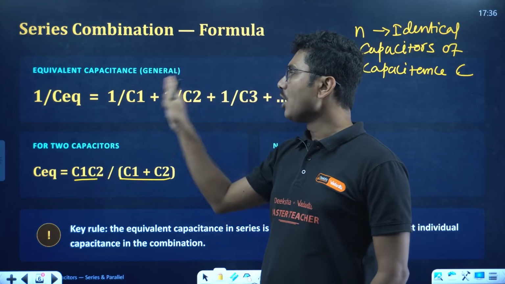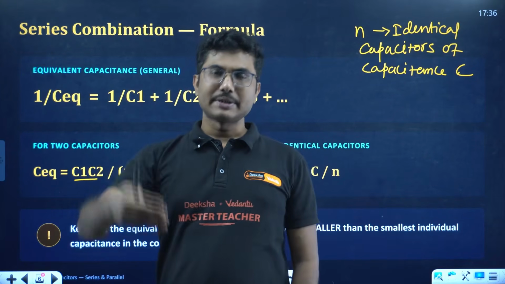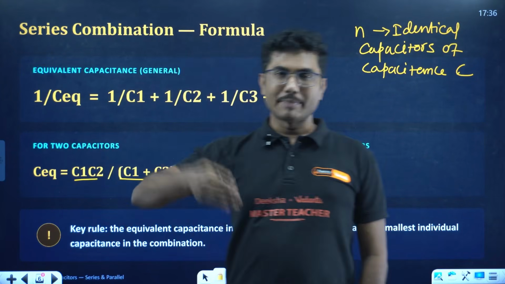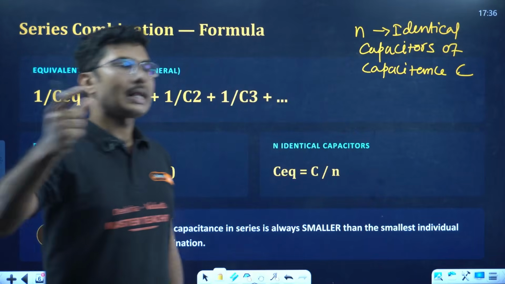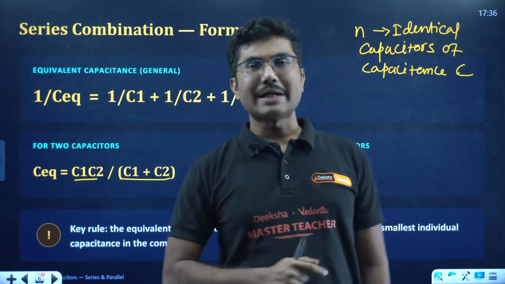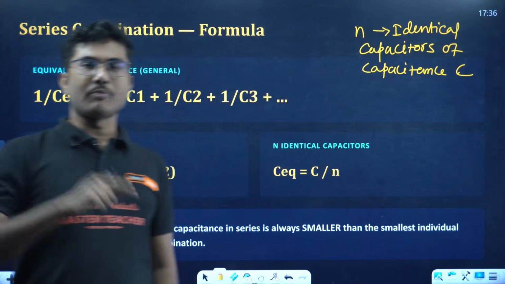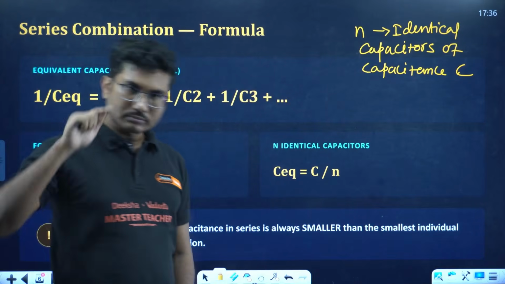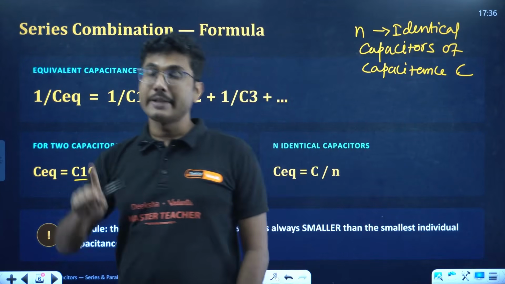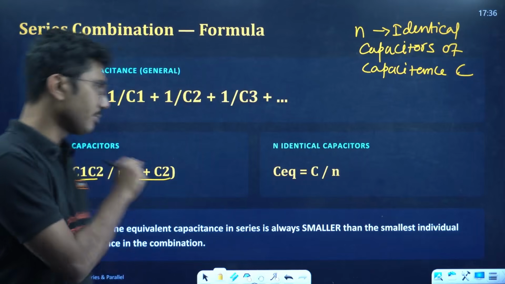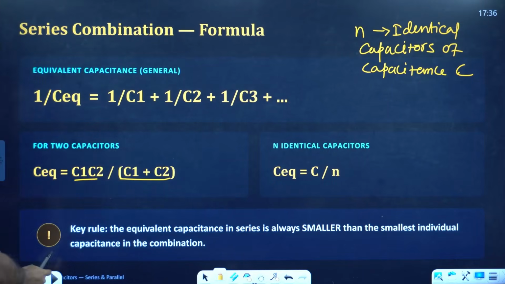If you add, say, ten capacitors with values 1 microfarad, 2 microfarad, 3 microfarad, 5 microfarad, like that, the equivalent capacitance of that combination will be smaller than 1, like 0.5, 0.6, like that. So the equivalent capacitance is always smaller than the smallest capacitance. This is just a point, but super duper important.